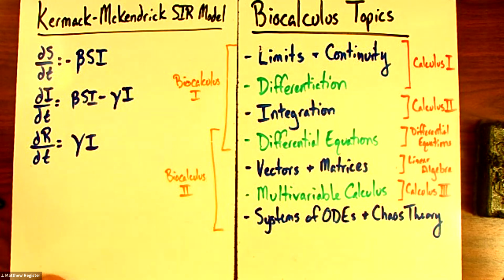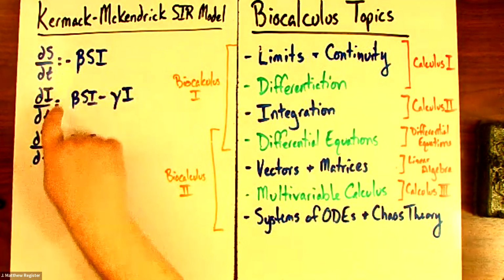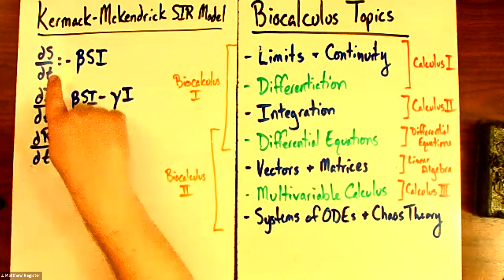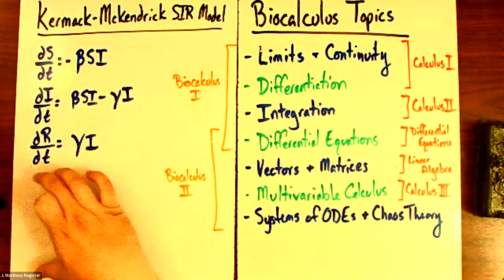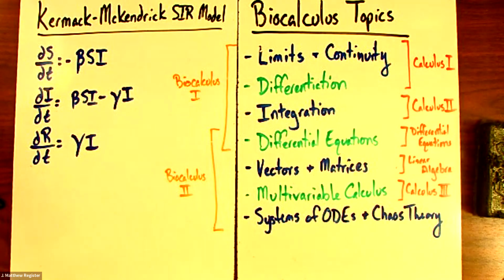In this case, we have 3 different populations, the susceptible, the infected, and the recovered. But you could certainly add additional populations down here. And some systems are going to have 16 or more populations. In order to model that information, we need vectors and matrices.